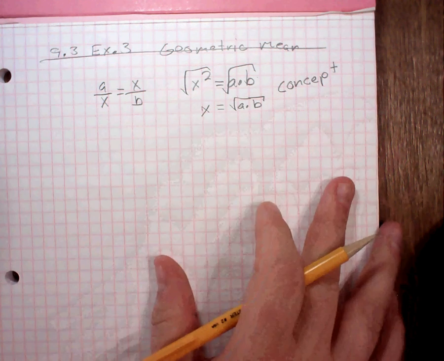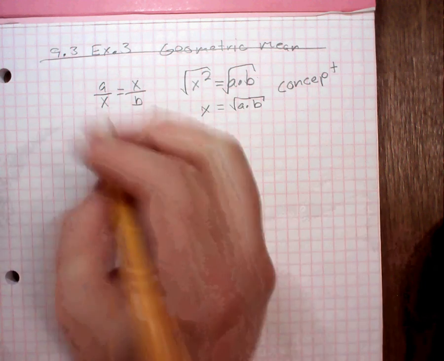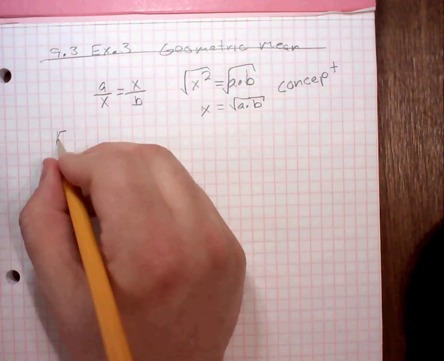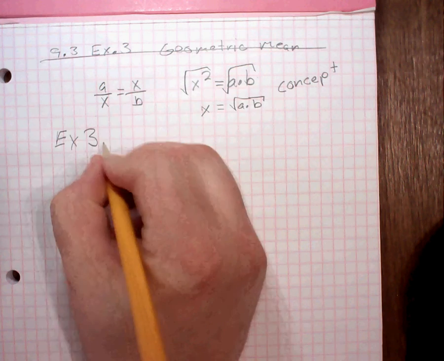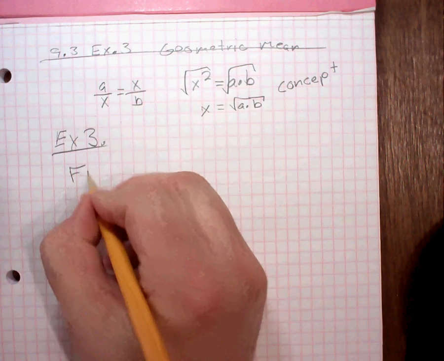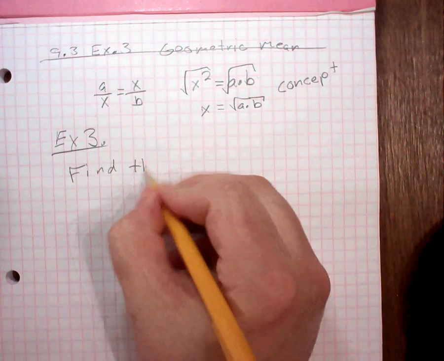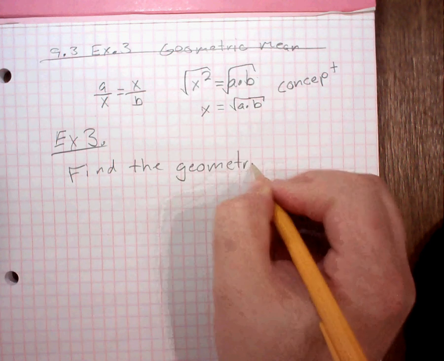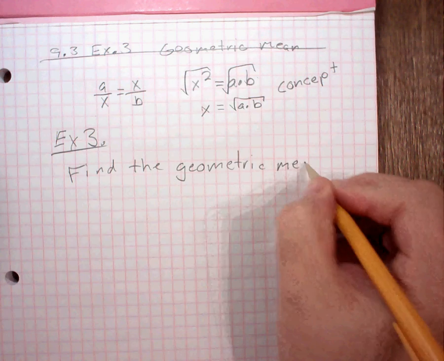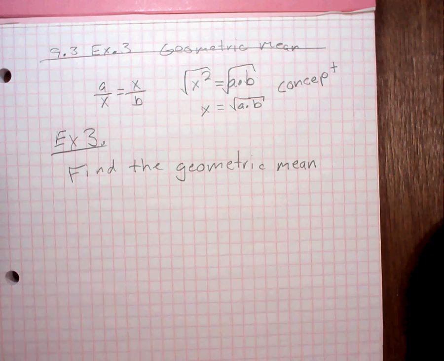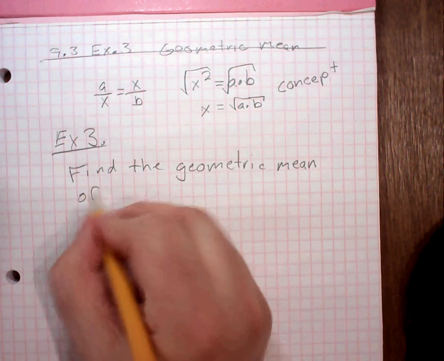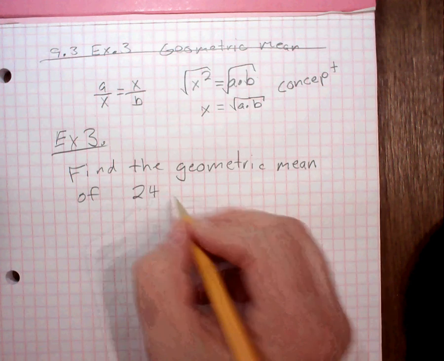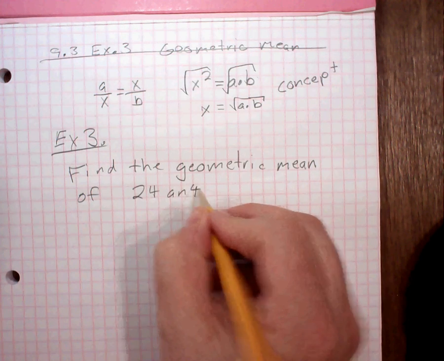So for example number 3, it says find the geometric mean of 24 and 48.